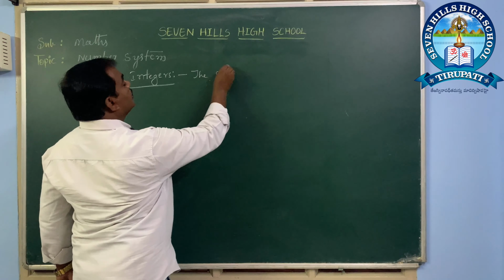For example, 2 by 3, 5 by 7, like this are rational numbers. And a number like 7 has no denominator shown, but it is 7 divided by 1, so it is also in the form of P by Q. These numbers are also rational numbers. Next we can discuss irrational numbers.